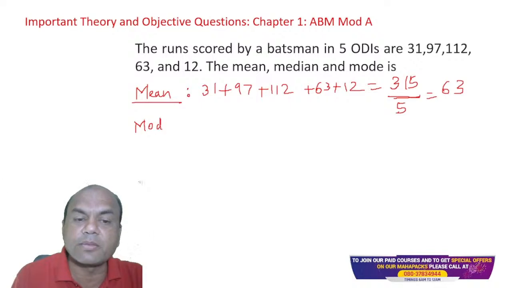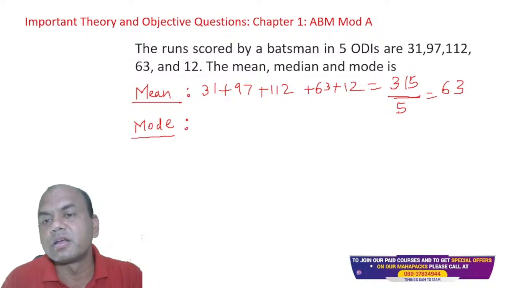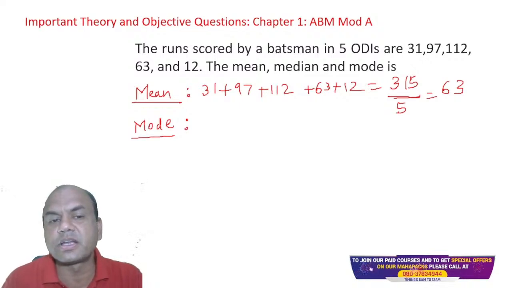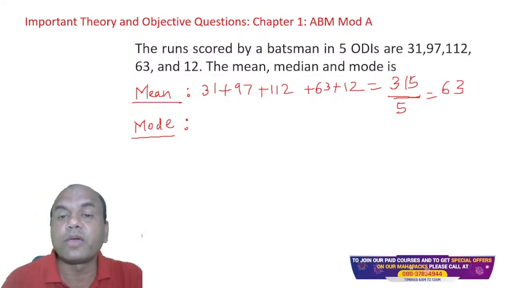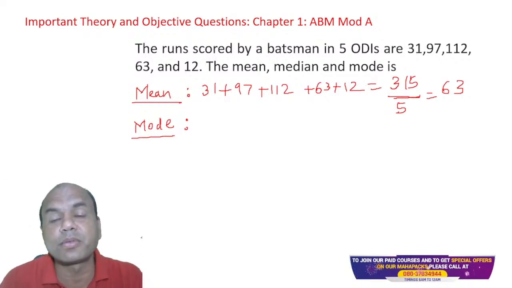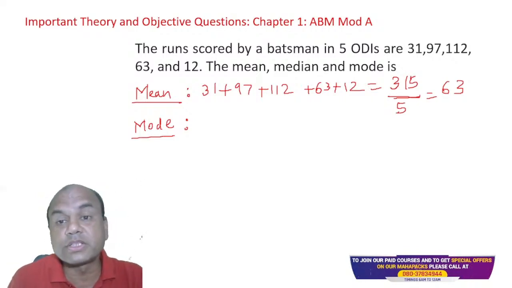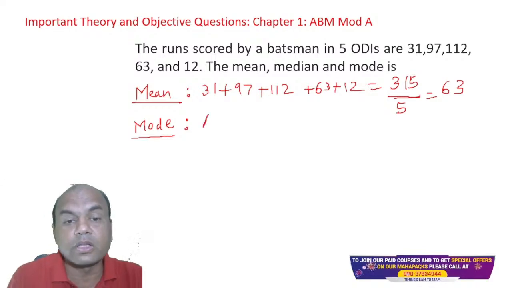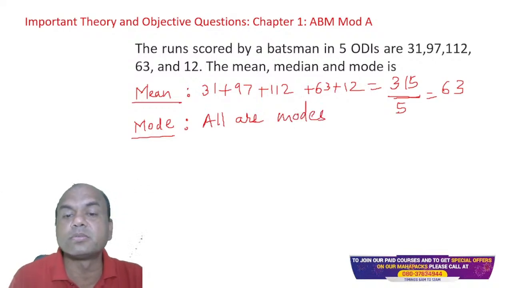Now mode. Mode means what? Which is coming the maximum number of times. Who is coming the maximum number of times? 31, 97, 112, 63 and 12. None of them is repeated. If any had been repeated, let's say 31 came 2 times, then that would have been the mode. But here none of them is repeated. So which is the mode then? All are modes. Whenever the numbers are not repeated, everyone is a mode.